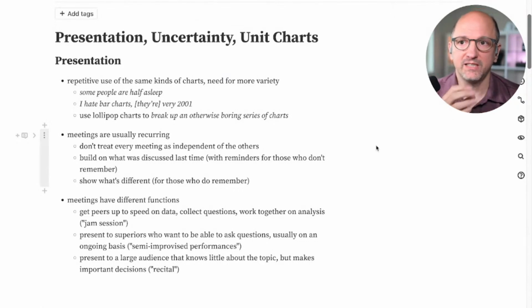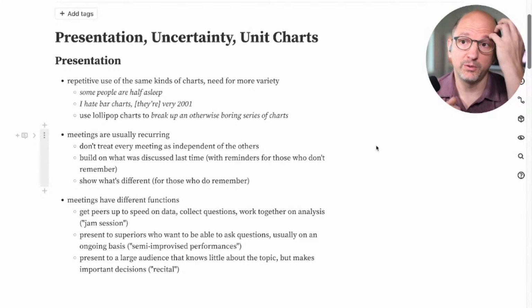The first one is the most informal one, and we call this the jam session. These are certainly not formal presentations, and the presentation part is very often just the starting point for a discussion. You're usually talking to your peers there, not to people outside of your group. Often the presentation is just to get everybody on the same page, or to give everybody a sense of what's in the data.